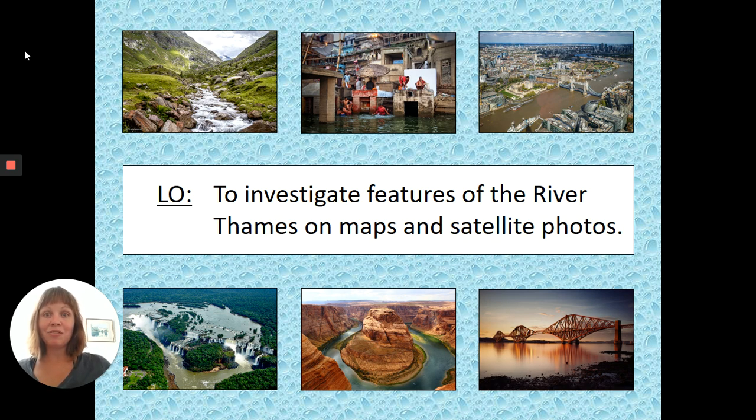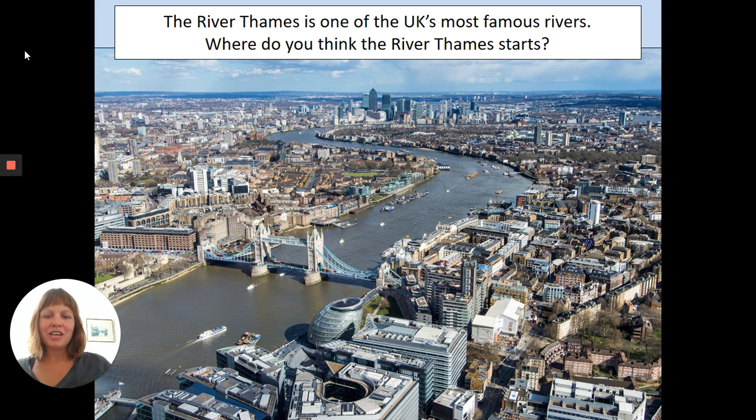Our learning objective, which you could put in your book now with your date, is to investigate features of the River Thames on maps and satellite photos. And I'm excited to share this lesson with you because it is, of course, based on where we live, and we're going to explore a lot more and hopefully learn a thing or two that we didn't already know about the wonderful River Thames.